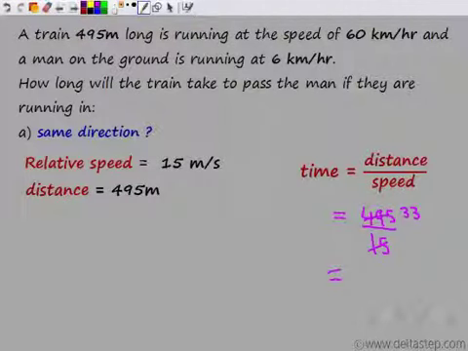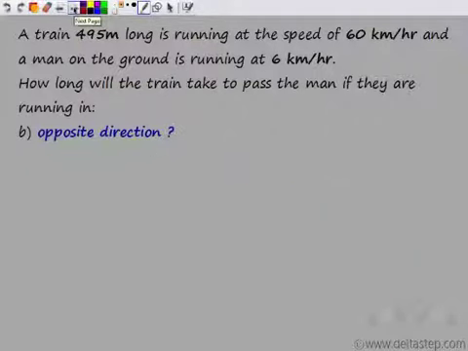So 15 into 33 gives me 495. So I get time as 33 seconds. That is, if they are moving in the same direction, both the man and the train, the train would be able to cross that man in 33 seconds. Now let's look at the case when they are running in the opposite directions.